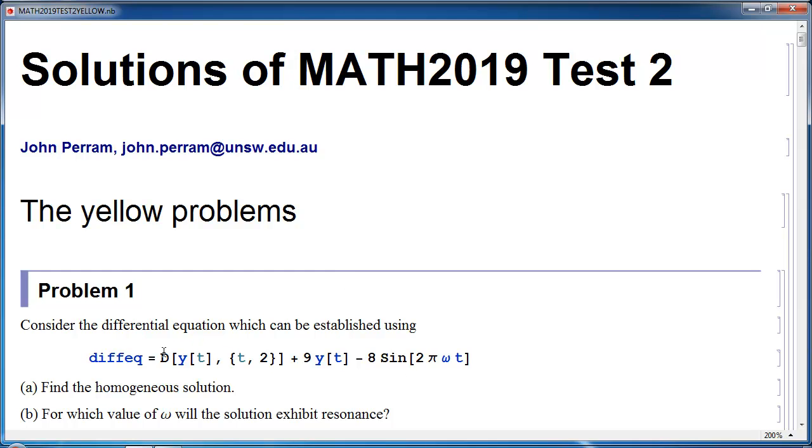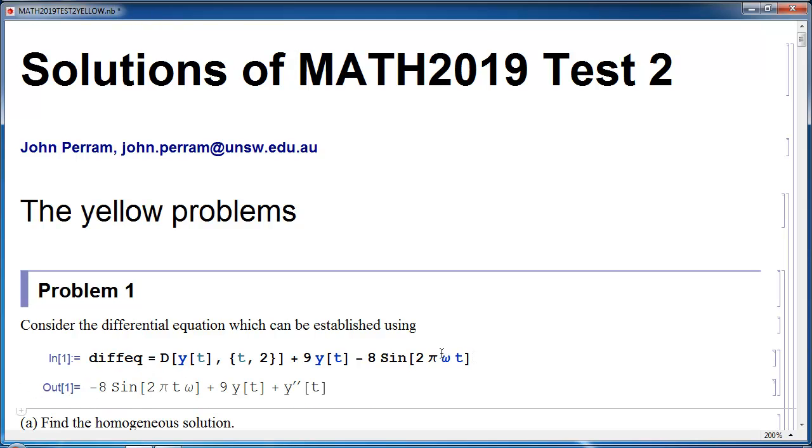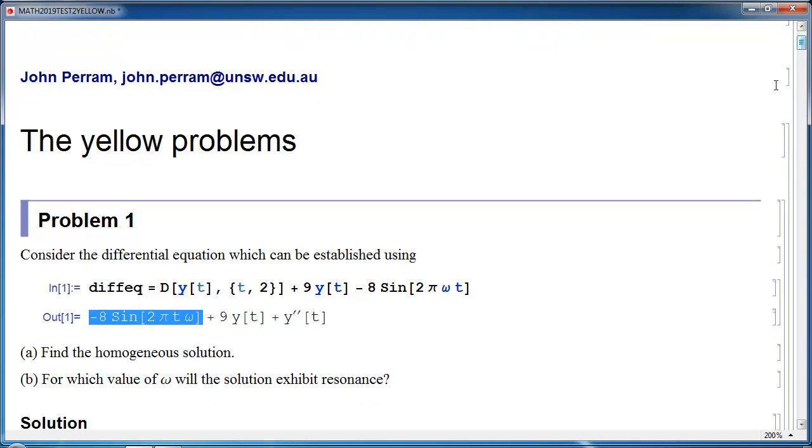So the first problem is about a differential equation. You can see it's a second order linear differential equation with constant coefficients, and it has a forcing term here. The problem we're asked to solve is find the homogeneous solution, which is the bit without the forcing term, and find for which value of omega the solution will exhibit resonance. So let's get on with that.